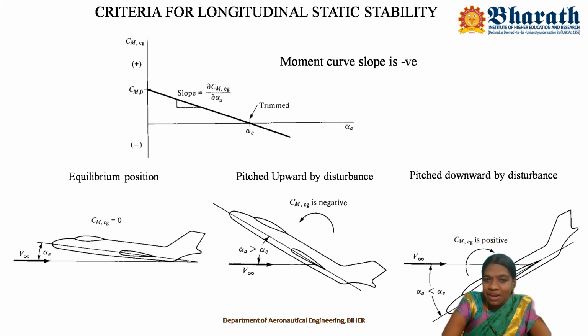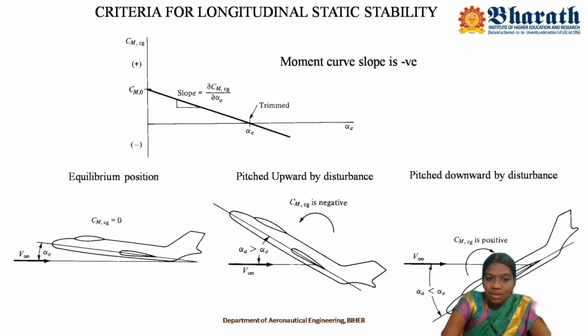So till alpha E, it is in the positive y direction. So beyond alpha E, it is in the negative y direction. So when alpha A is greater than alpha E, then CMCG is negative. By the universally accepted sign convention, when coefficient of moment is negative, then the moment is in the counterclockwise direction. So now see, when the moment is in the counterclockwise direction, what happens to the aircraft? The aircraft is tending to move towards the original position.